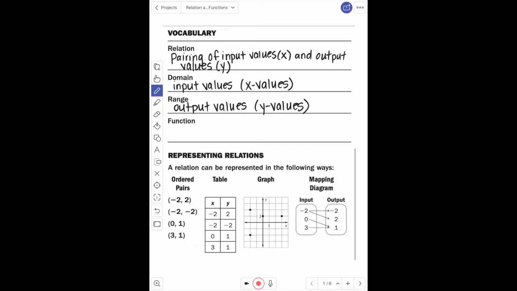Now, a function is a special type of relation. Okay? And the reason it's special is because it has to follow a certain criteria. So in order to be a function, each input has to have exactly one output. So it is a special relation in which each input has exactly one output.